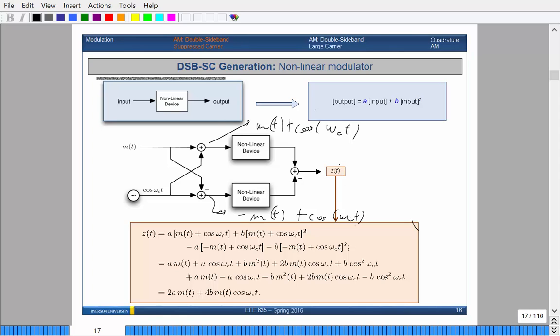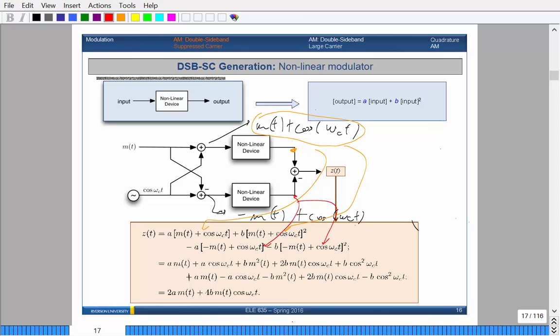And we're going to do something more later. So this output is equal to this guy once you submit it to a nonlinear device. So this message gets put into a nonlinear device, and that's what happens here. You're taking m of t plus cos of omega ct, you're putting that into your nonlinear device, and this is what you get. So this is the first half here, okay? And in the second half, you're taking your message, subtracting the cosine, and putting it through a nonlinear device, and that's what's happening over here.